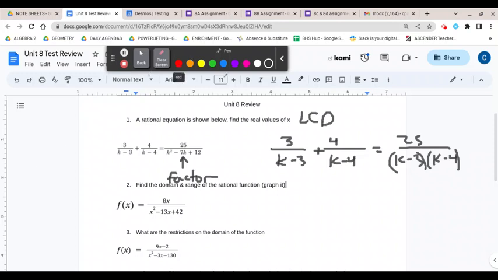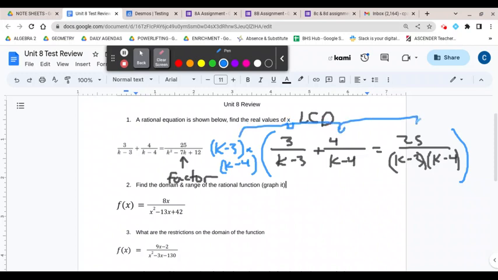So our least common denominator is k minus 3 times k minus 4. We're going to multiply both sides by k minus 3 and k minus 4. So we distribute k minus 3, k minus 4 to here and to here and to there, to both sides.